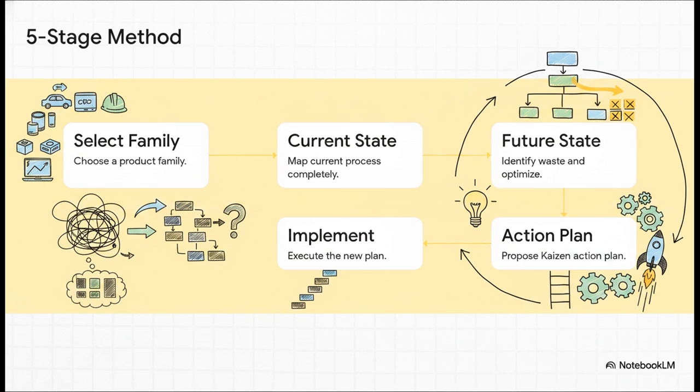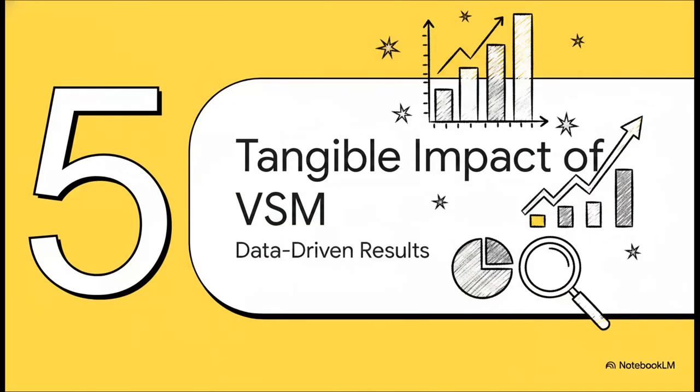Third, you analyze that map, pinpoint the muda, and design an optimized future state map. Fourth, you propose a Kaizen action plan to get you from the current mess to that ideal future state. And fifth, you implement it. Once you do, that new workflow becomes your new baseline and the cycle of continuous improvement starts all over again. It sounds amazing in theory, doesn't it? But let's look at the hard data in Section 5, the tangible impact of VSM.